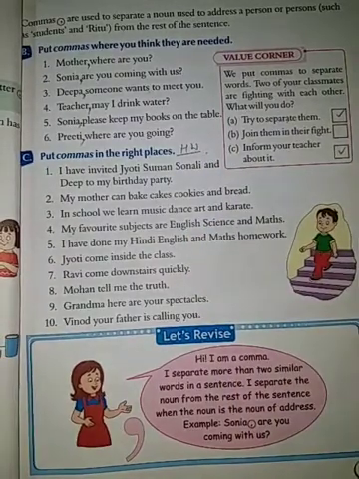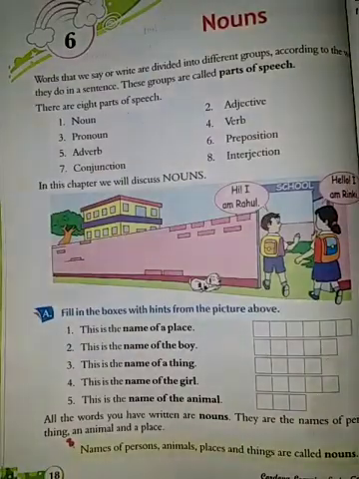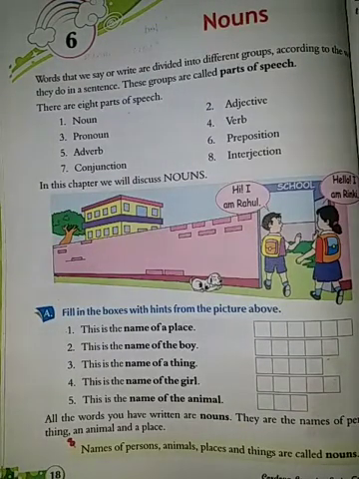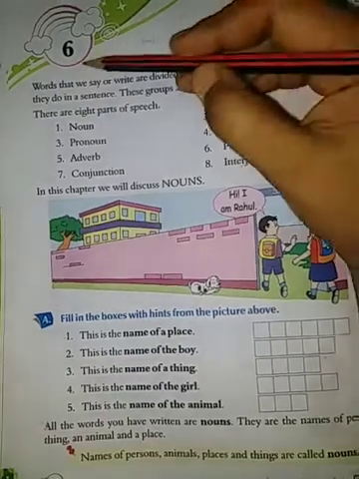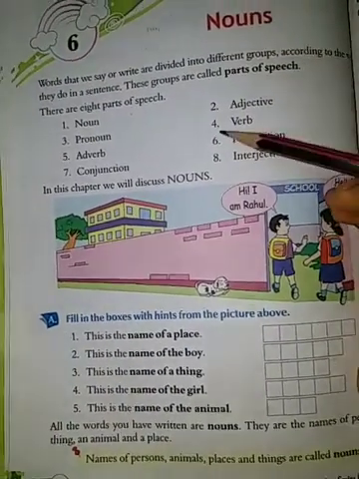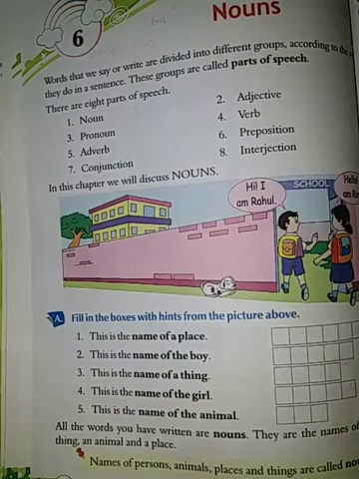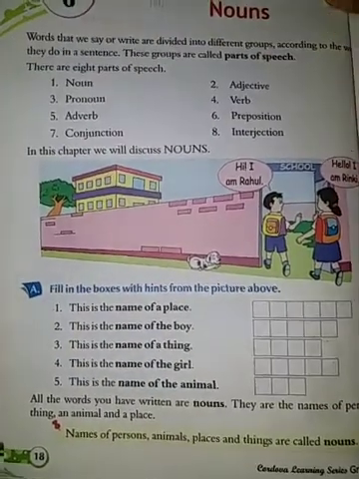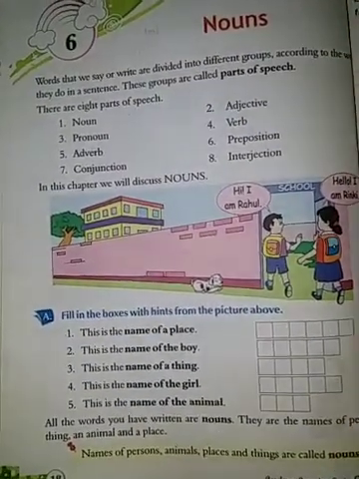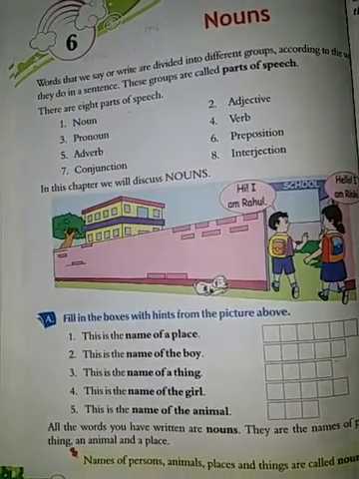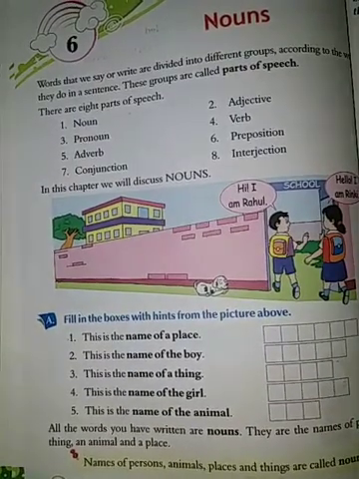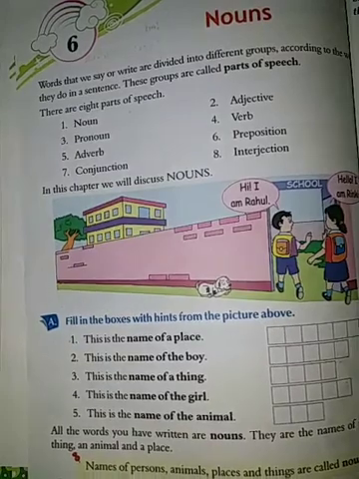Let's move to the next lesson. Now here is the next lesson. You can see chapter 6, noun. I hope you all know what is noun. Yes, we all know what is noun. Noun is the name of a person, place, animal, thing. Any person, place, animal, thing, their name is called noun.